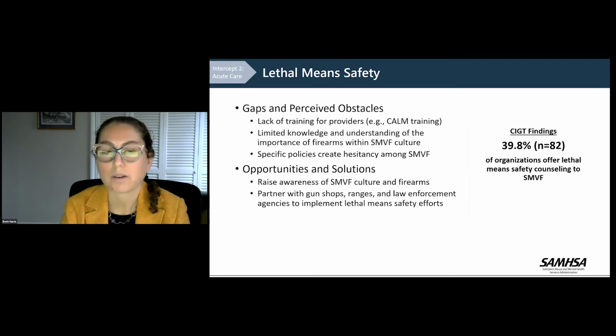So the communities outlined a few opportunities and solutions, including raising awareness of SMVF culture and firearms, and also partnering with gun shops, ranges, and law enforcement agencies to implement lethal means safety efforts. Because we know how important it is to have the community itself providing the messages so that it's well received. Next slide.